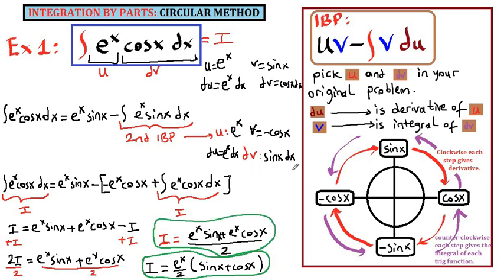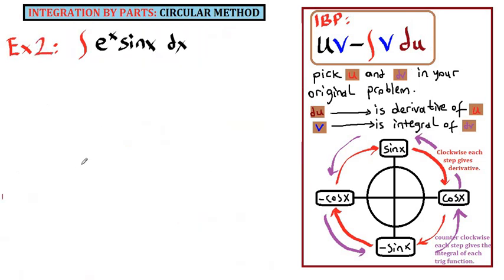In integration by parts, if you realize that you're repeating your original problem, then assign a letter for the original problem and solve for that letter. Let's check out another example. Example 2 is the integral of e to the x sine x dx. So we're going to integrate this function.